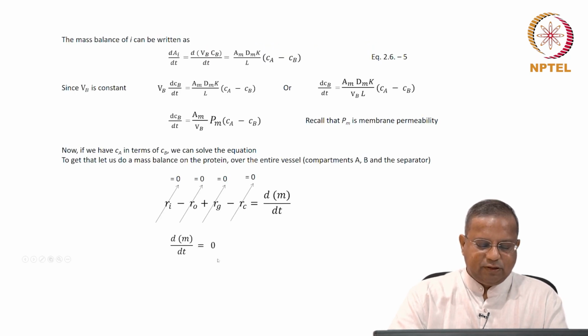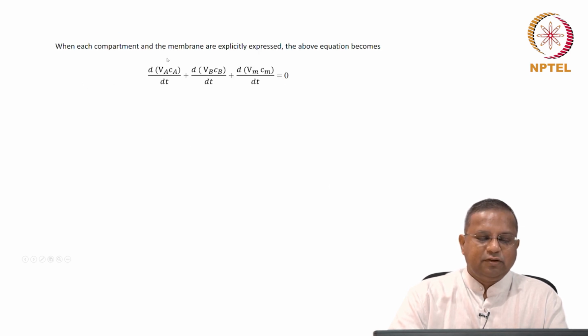This equation dm/dt equals 0 becomes d(VaCa)/dt plus d(VbCb)/dt plus d(VmCm)/dt equals 0. See, this is the mass rate of change in chamber A, this is the mass rate of change of the species in chamber B, this is the mass rate of change of species in the membrane. All those three put together must equal 0.